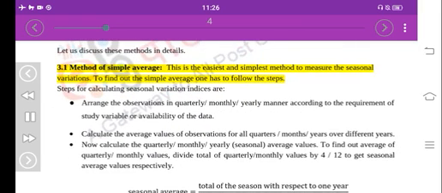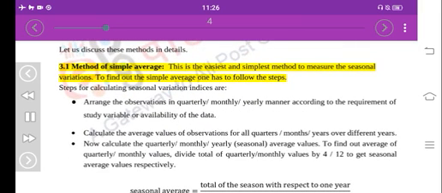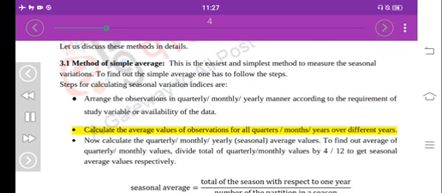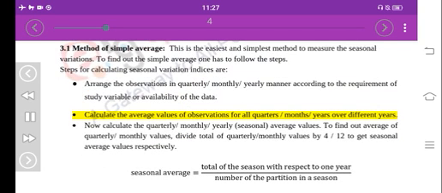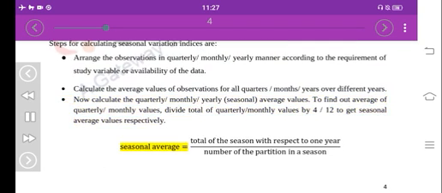3.1 Method of simple average. This is the easiest and simplest method to measure seasonal variations. To find the simple average, one has to follow these steps for calculating seasonal variation indices. First, arrange the observations in quarterly, monthly, or yearly manner according to the requirement of the study variable or availability of the data. Calculate the average values of observations for all quarters, months, years over different years. Now calculate the quarterly, monthly, yearly seasonal average values. To find the average of quarterly or monthly values, divide the total of quarterly or monthly values by 4 or 12 to get seasonal average values respectively. Seasonal average equals total of the season divided by the number of partitions in a year.